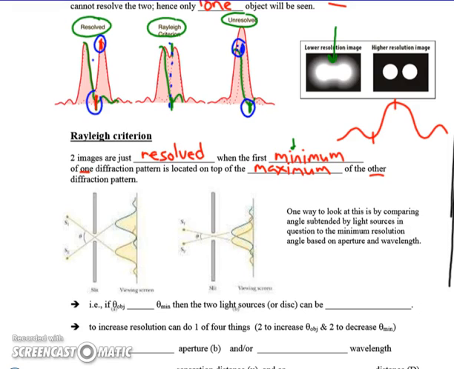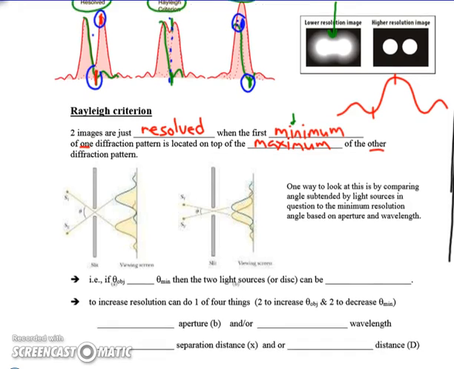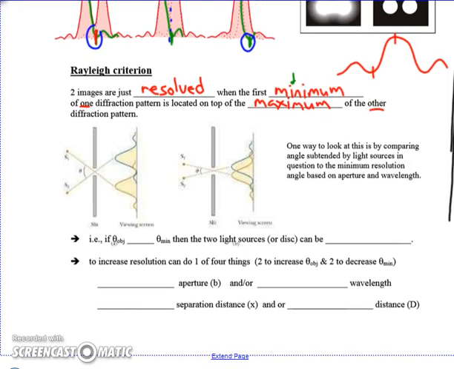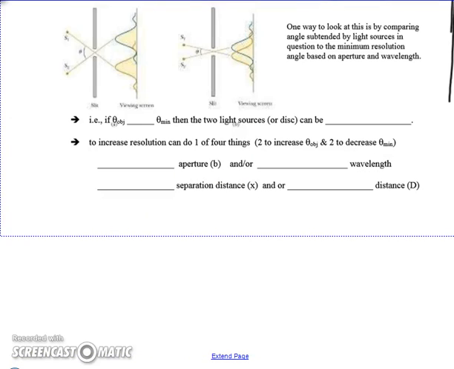Okay, so how do we put it all together now? This is where things can get kind of confusing. So pay close attention, come in with questions, and whatever confuses you. The basic idea is this. We have two different angles we want to compare. An angle subtended by the objects themselves, the sources of light, and then the resolution angle based on Rayleigh criteria. And if theta object is greater than the resolution angle, then we can tell the two apart, right? Then the two objects can be resolved.